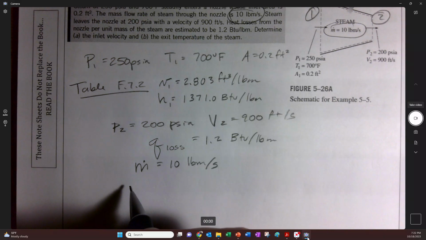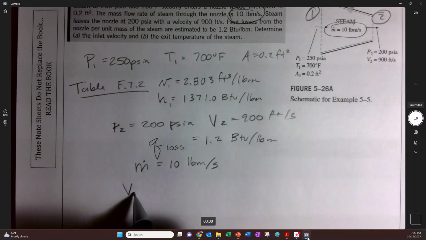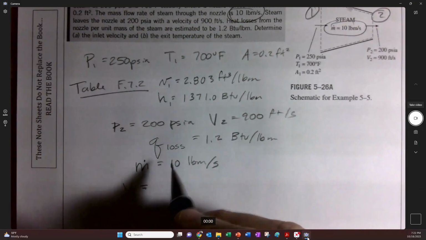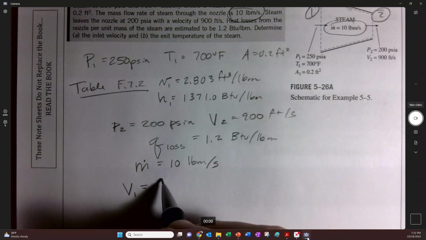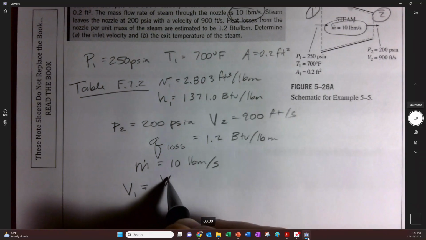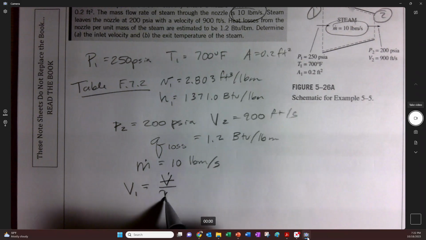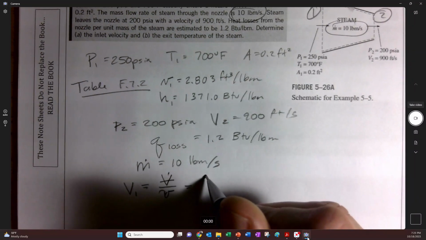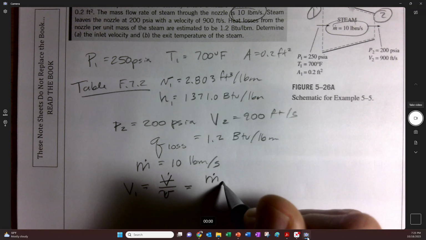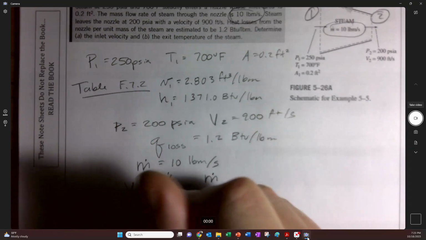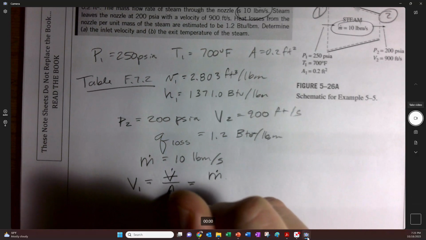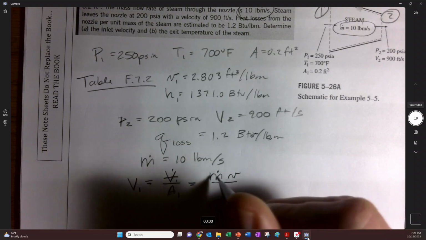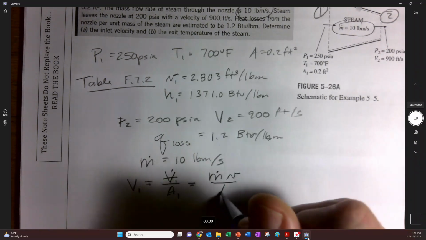So let's see. I'm distracted by something. Velocity 1. We can find the velocity 1, right? So actually determine the inlet velocity, because we can find the volumetric flow rate versus specific volume. I have that up above, which is also going to be the mass flow rate times, whoops, excuse me, I made a mistake. I was distracted by something. By the area, right? Which can be found by taking the mass flow rate multiplied by the specific volume and divided by the area.